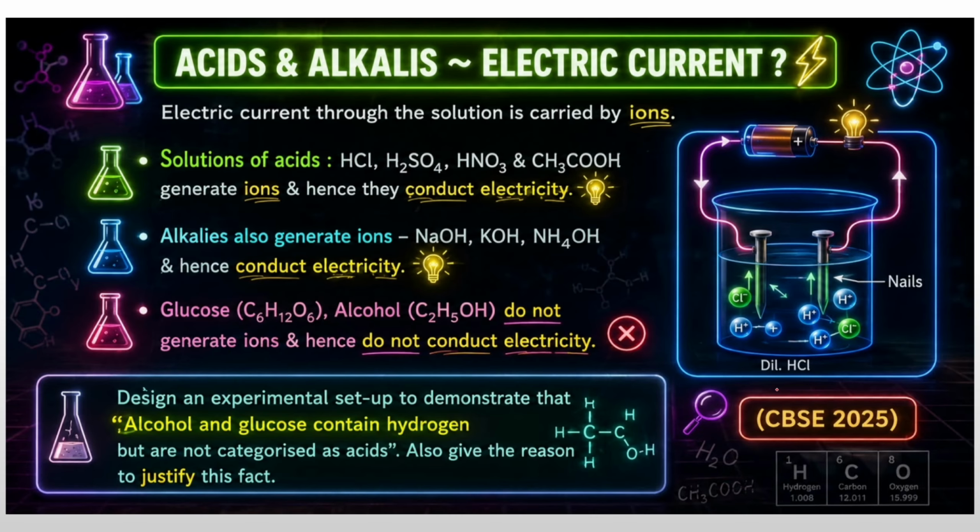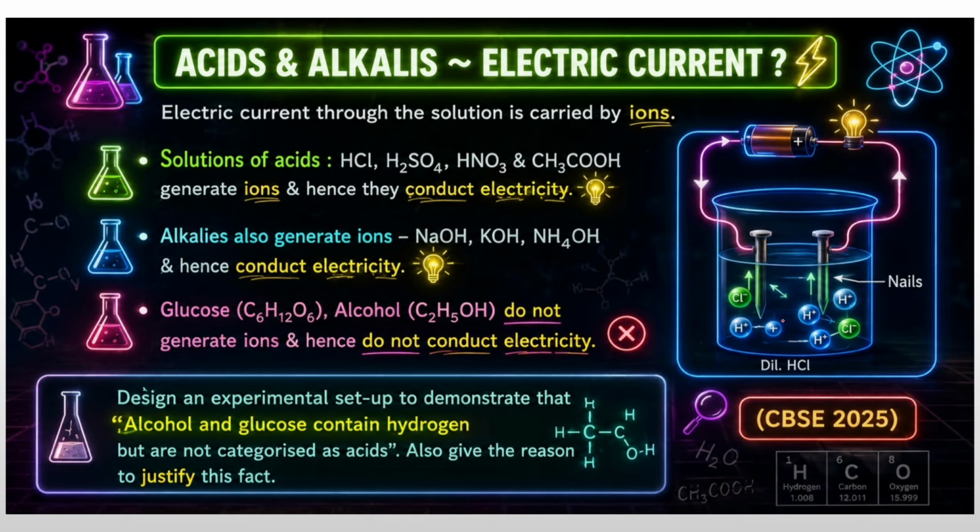So this question was there in CBSE 2025. The question is: design an experimental setup to demonstrate that alcohol and glucose contain hydrogen but are not categorized as acids. Also give the reason to justify this fact. That means you have to set up an experiment where you prove that alcohol and glucose contain hydrogen but they are not acids. So how can you prove it?